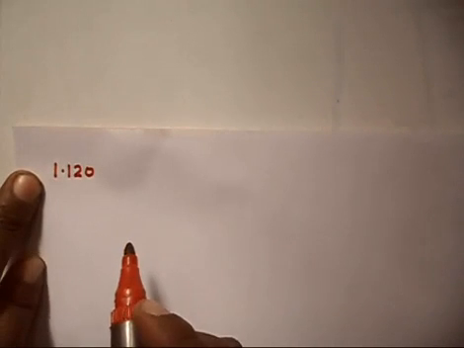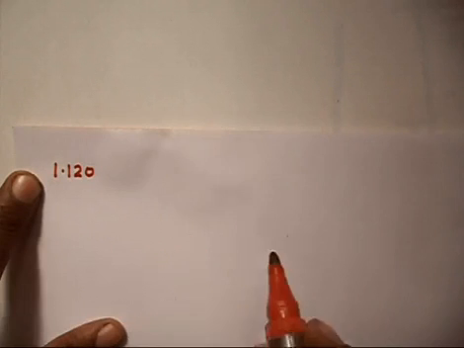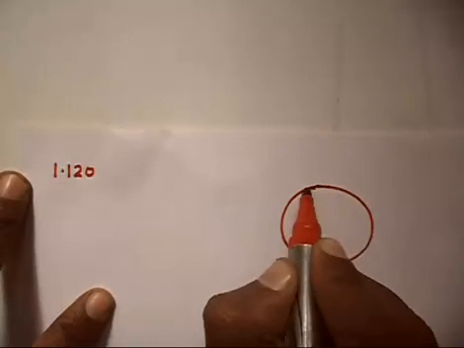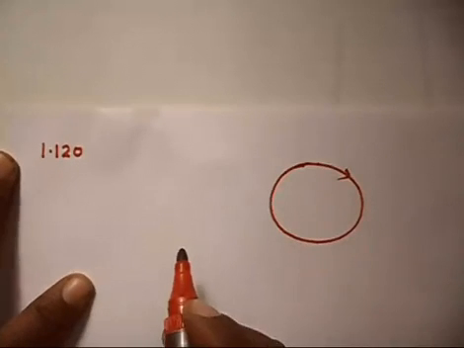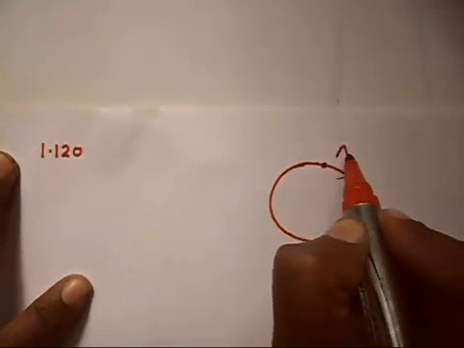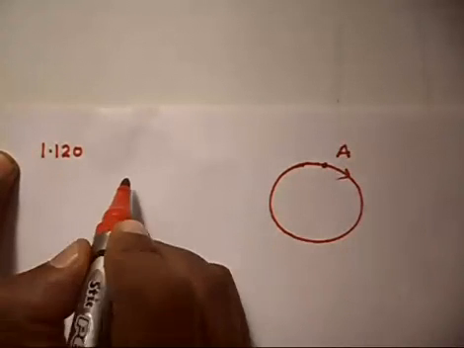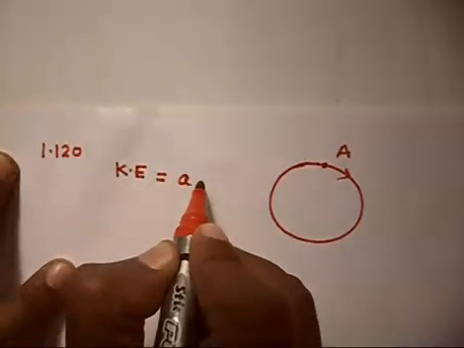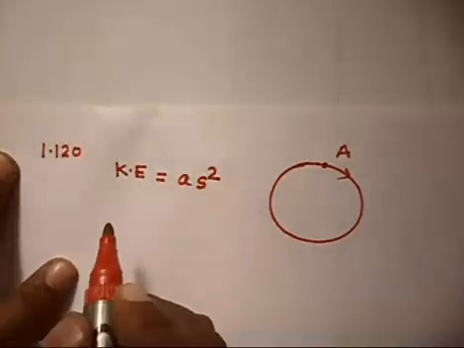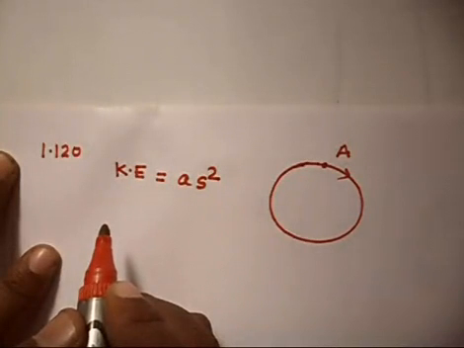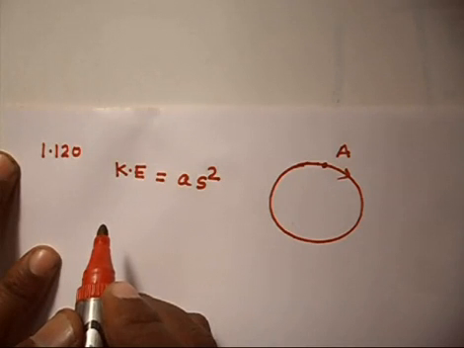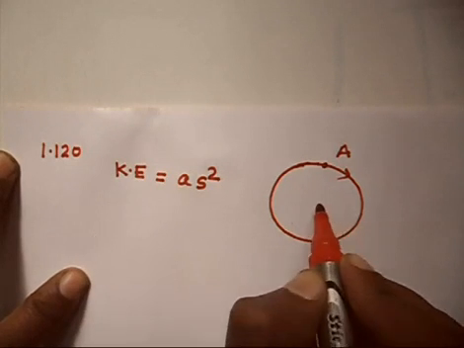Now see what this problem says. The kinetic energy of a particle moving along a circle. So I have a circle, and the particle is moving along it. Let us say the particle is at point A, and its kinetic energy is given by a s square, where a is a constant and s is the distance covered by the particle, and the radius of the circle is also given, r.